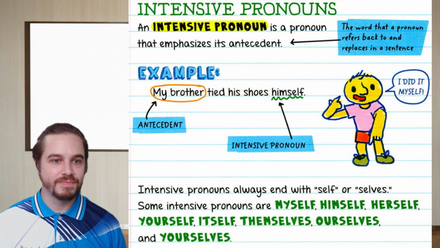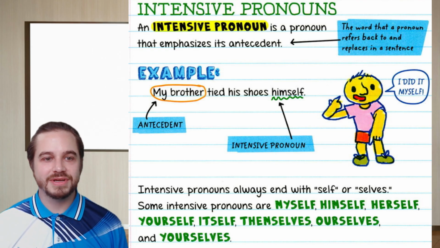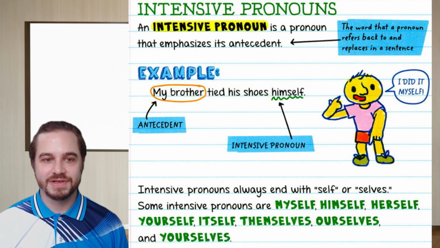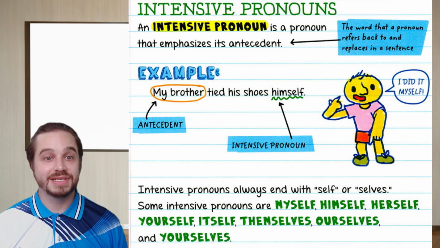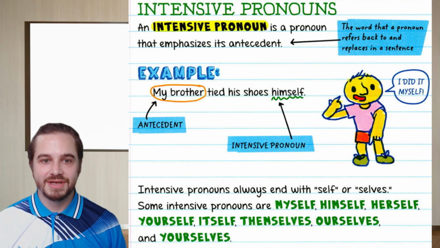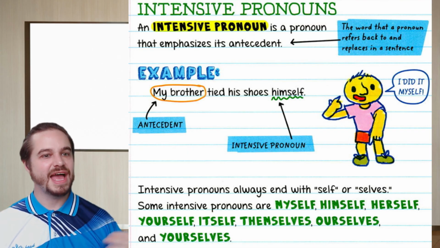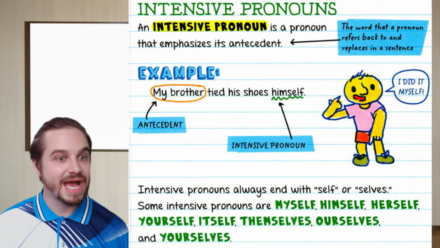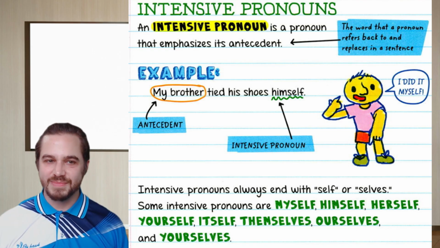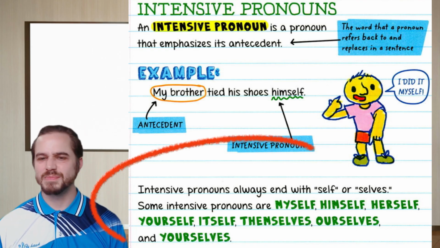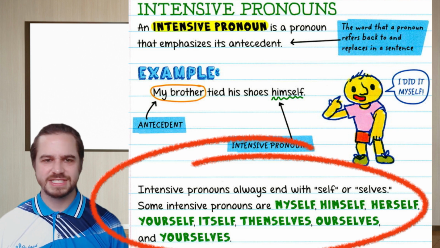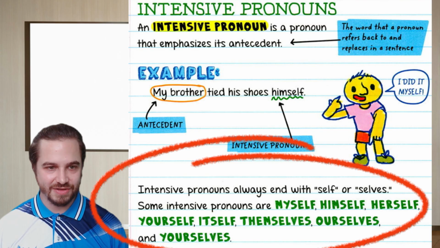For example, my brother tied his shoe himself. Antecedent is my brother. Intensive pronoun, himself. Himself emphasizes my brother. Some other intensive pronouns are myself, himself, herself, yourself, itself, themselves, ourselves, yourselves.